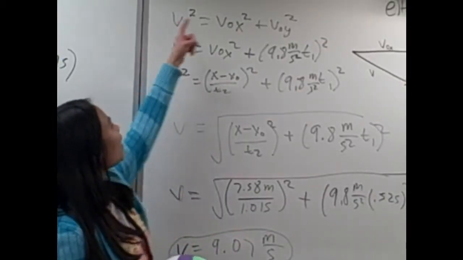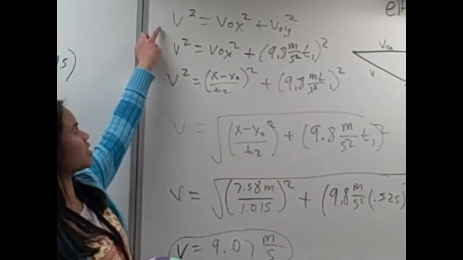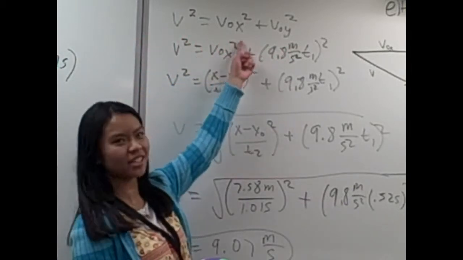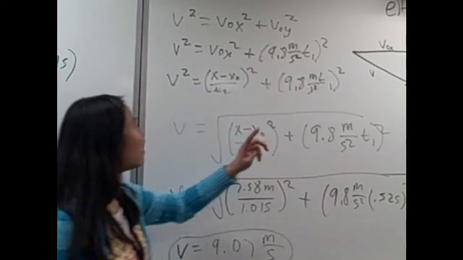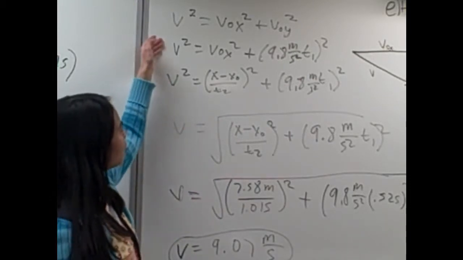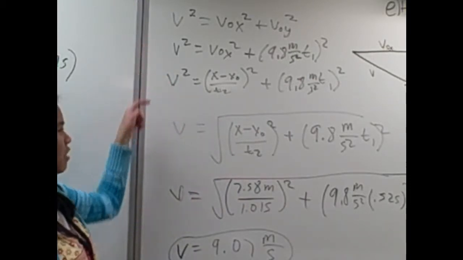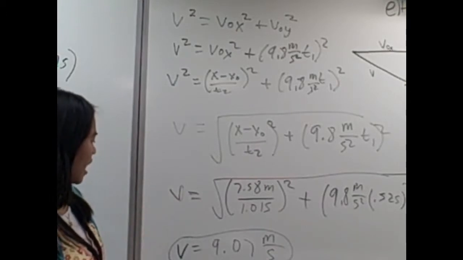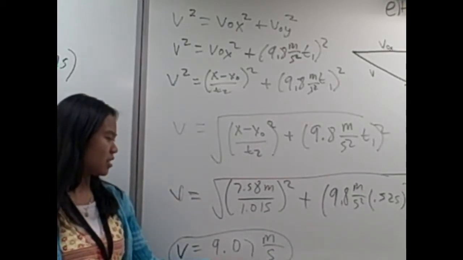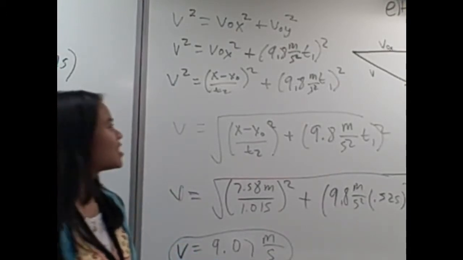All right, to find how fast before it hits, I use this equation, v squared equals v naught x squared plus v naught y squared. And then I plugged in my numbers and derived it. And then I got velocity equals 9.07 meters per second.